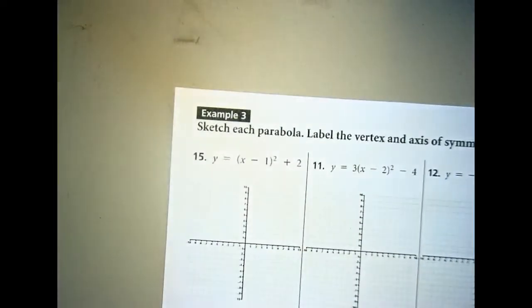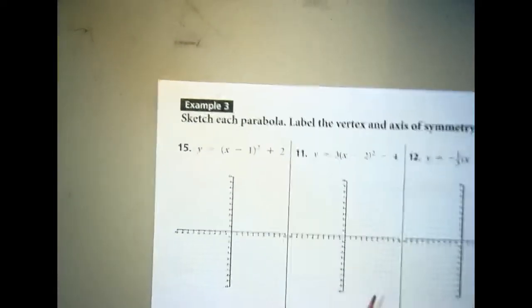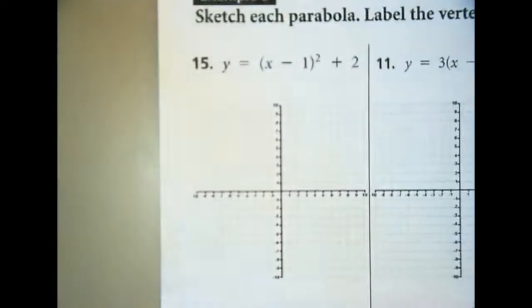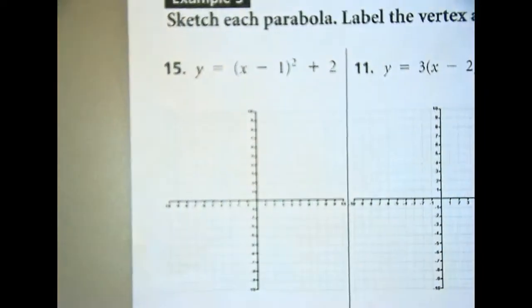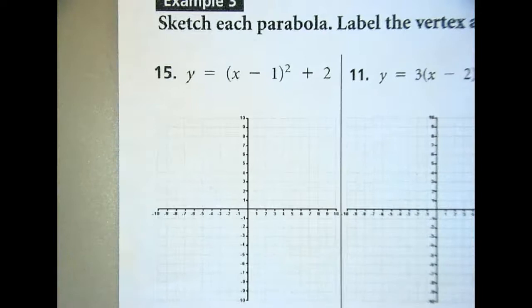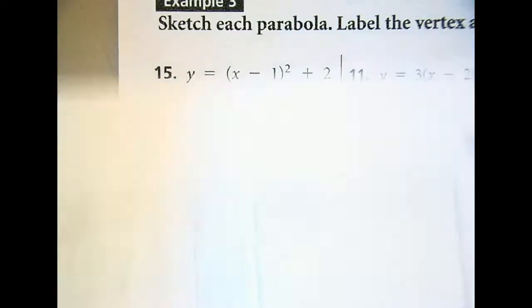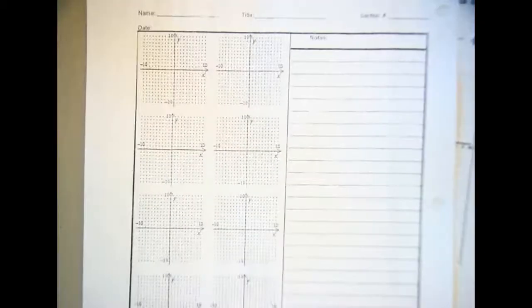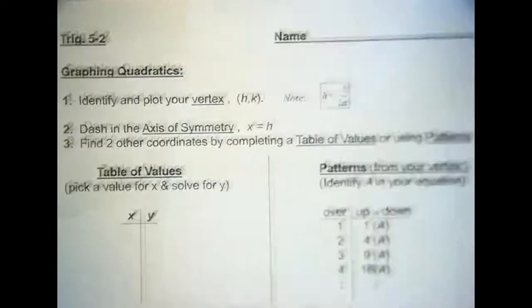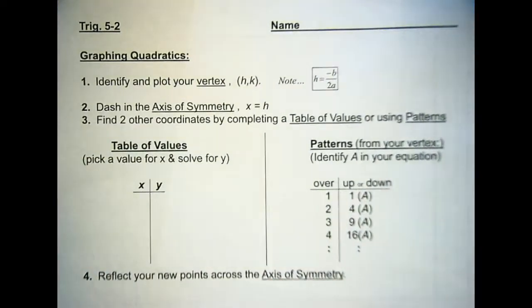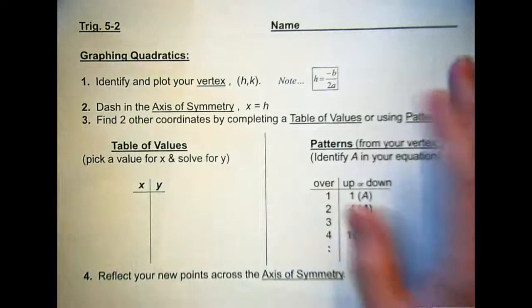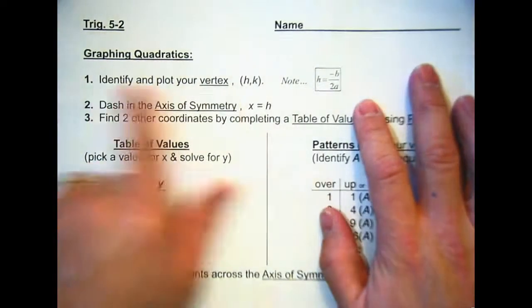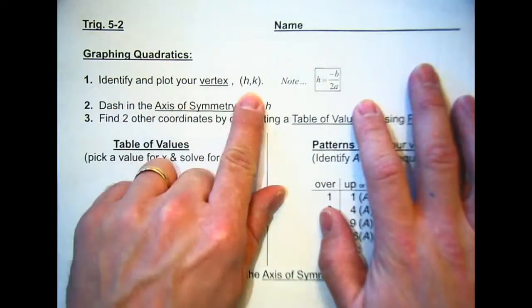All right, number 15. We're going to zoom in here. What's the first thing you should always do when you're graphing? Jody? Yeah, put in the vertex and axis of symmetry. Those of you who got this sheet on the way in, if you turn it over, you have this note page on the back, and it tells you: graphing quadratics, identify and plot your vertex. The HK. Note, H equals the opposite of B over 2A.